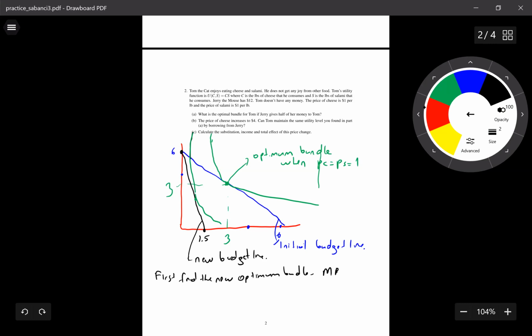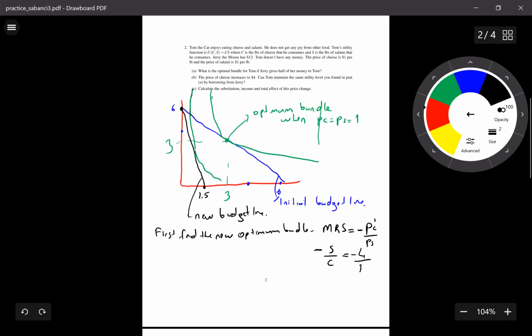I will use MRS equal to the ratio of the prices, but the new price, PC prime over PS. The marginal rate of substitution is always the same. I found it as minus S over C. So PC prime is minus 4, PS is 1. Then what I have here is S is equal to 4C.